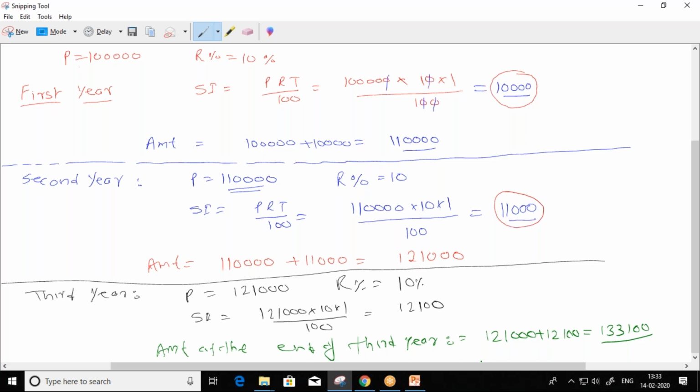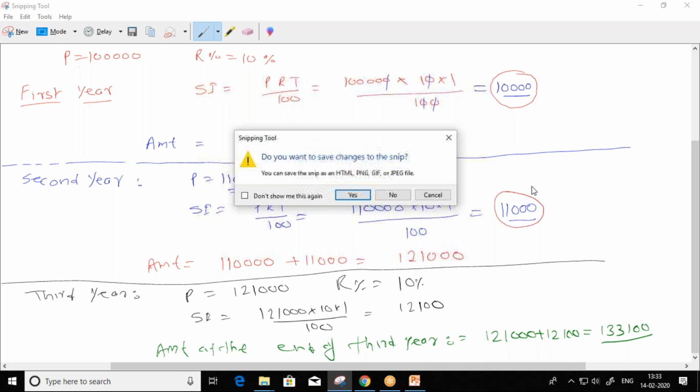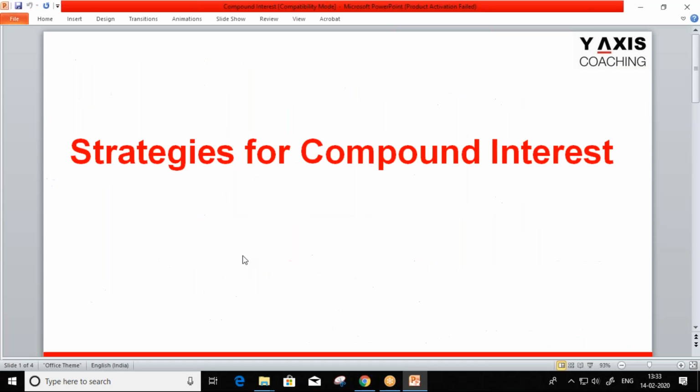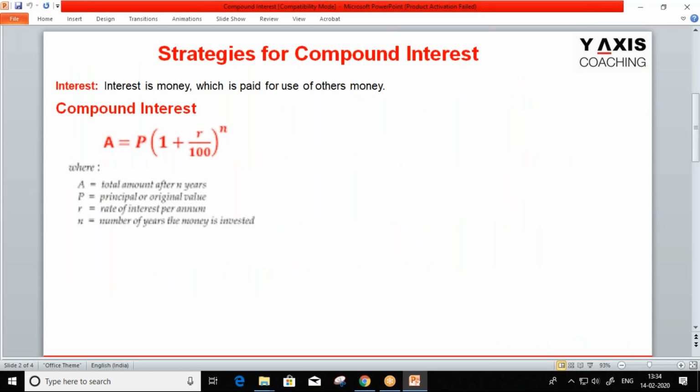But don't you think if we go with this concept, it is going to be a very lengthy process? Because if it is for 5 years, first you need to calculate for 1 year, 2 years, 3 years, 4 years. That's very lengthy. Then we can come up with a single formula where we can directly calculate the compound interest in one line. The formula is here.